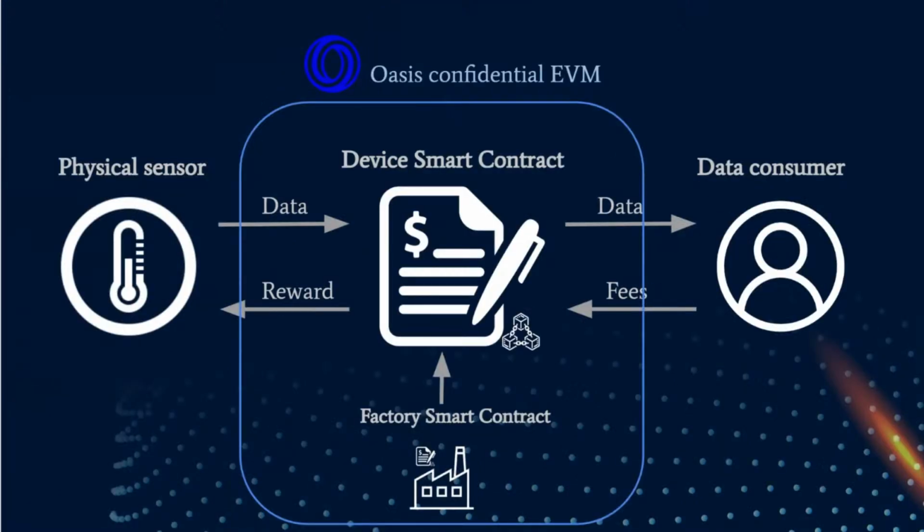So this is a flowchart that illustrates how it works. On the bottom, you have the factory, which creates an instance of the device. Then the IoT device on the left is writing data to the device smart contract. This data is being read by the data consumer, the subscriber, and the subscriber pays some fees to be able to access this data. And the owner of the IoT device collects those fees and uses them to maintain the device, build more devices, and to obviously make some profit for himself.